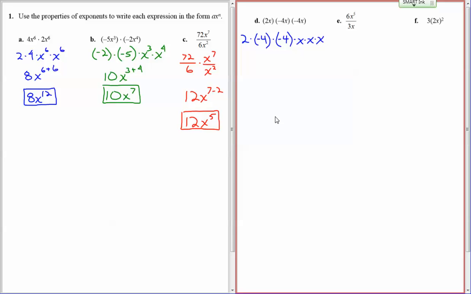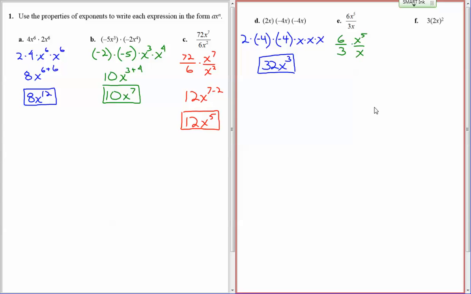Alright, again, I can rearrange all this stuff. I've got the 2 times the negative 4 times the negative 4, and the x times the x times the x, which is 32x cubed. 1 plus 1 plus 1 is 3 when you add the exponents. Negative times the negative is a positive.